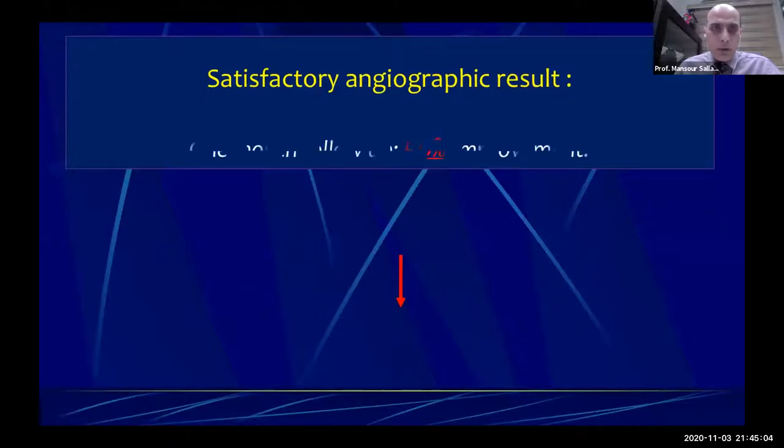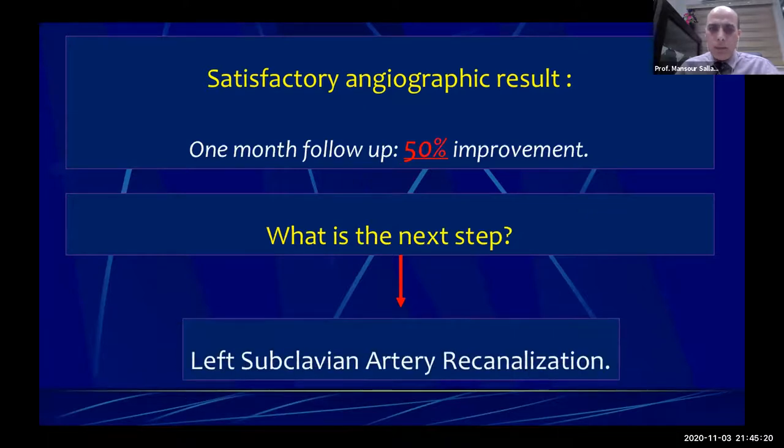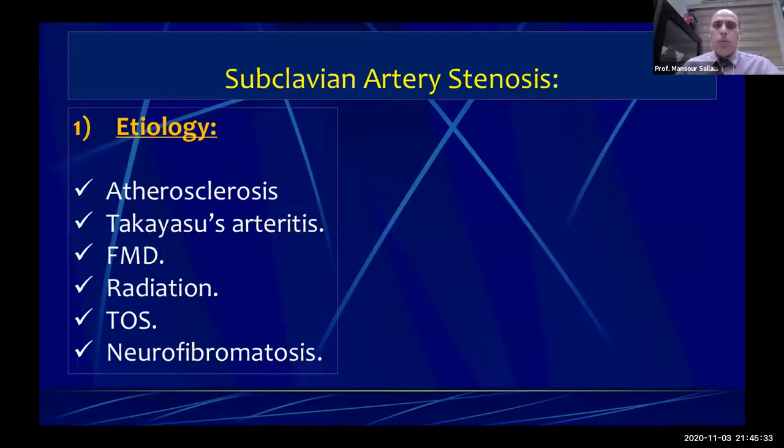One month later, I saw the patient and she mentioned that she had improved only 50%. 50% improvement after the LCX PCI. So what is the next step? I think left subclavian artery recanalization is mandatory for those patients to prevent or stop stealing of blood from the myocardium through the limb itself. So subclavian artery stenosis, I think this is our subject today.